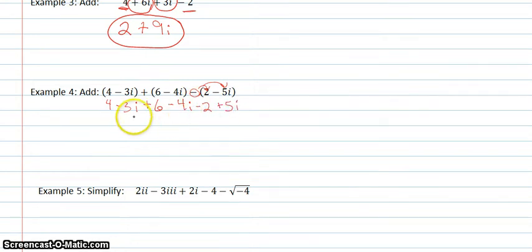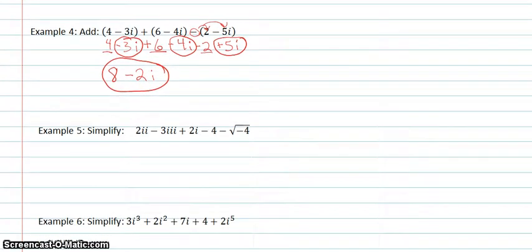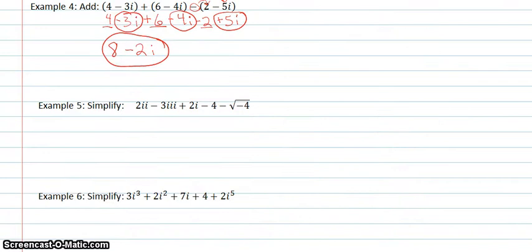And then we can go ahead and get our like terms together. So I'll have a 4, 6, and negative 2. So that'll be an 8. And then I'll have that negative 3i, negative 4i, and a 5i that I can combine together. So that'll be a negative 2i. And that's going to be our answer. In example 5, we need to simplify where these i's are being multiplied together.